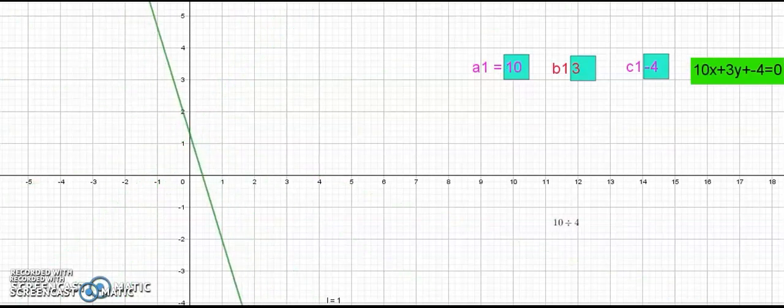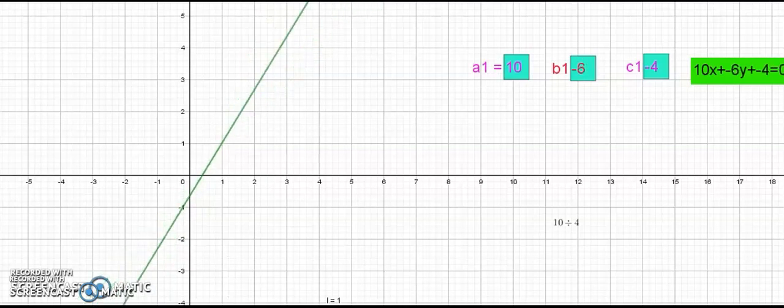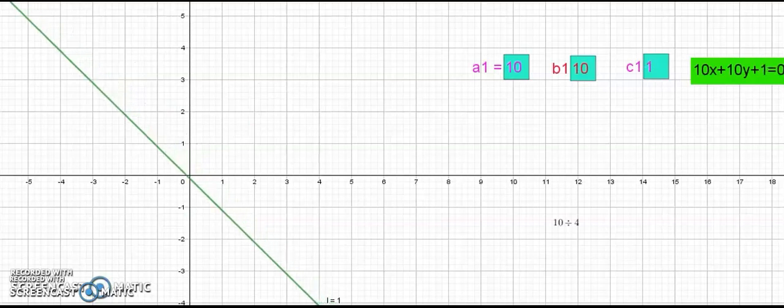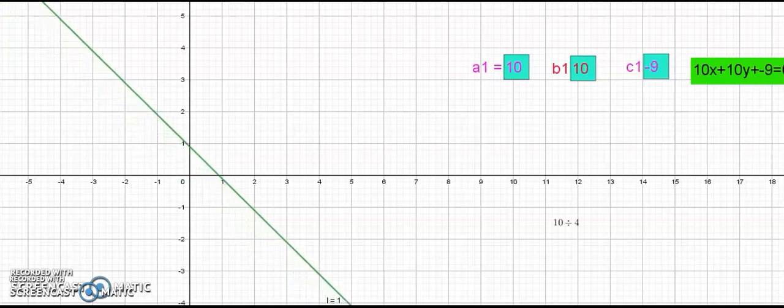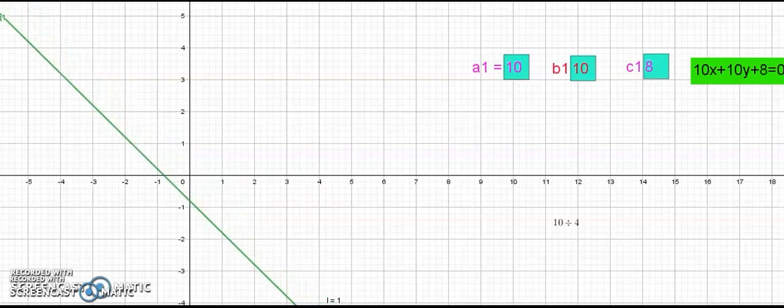Now let us change the values of b1. What's happening? Yes, even now the direction of the line is changed. Now let us change the values of c1. What's happening to it? Direction is same. There's no change in the direction. Of course, it's moving. The y-intercept is different.